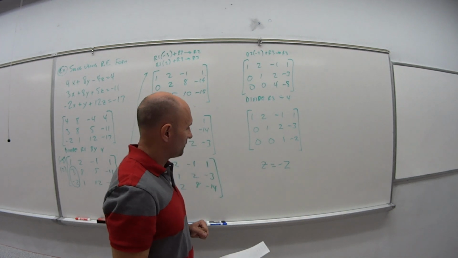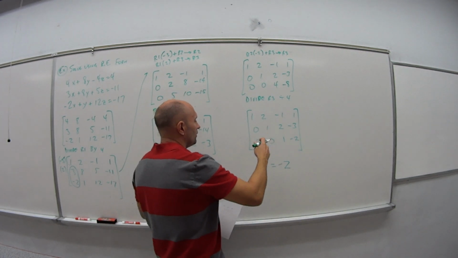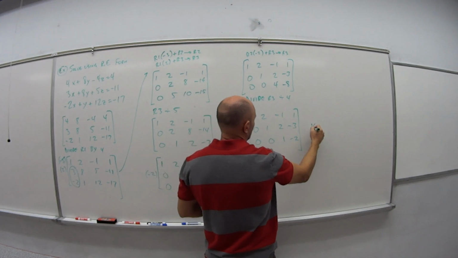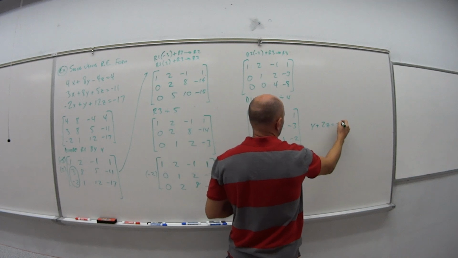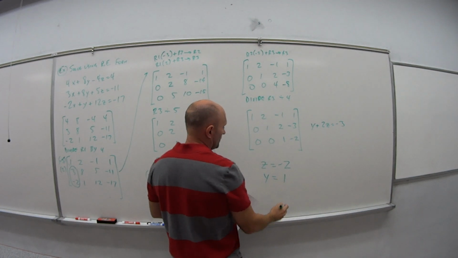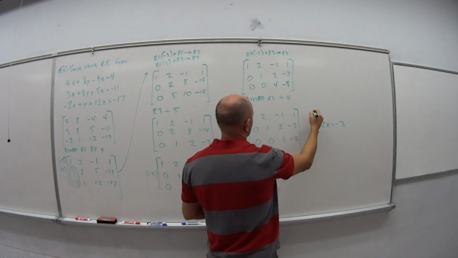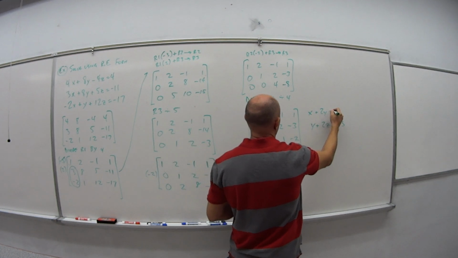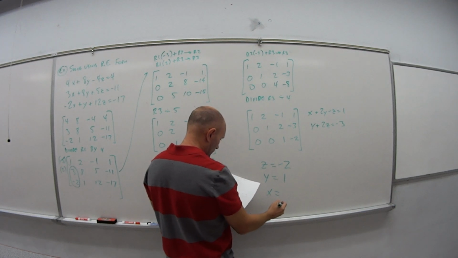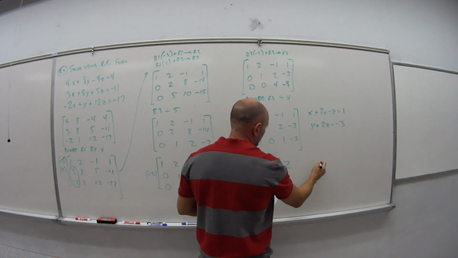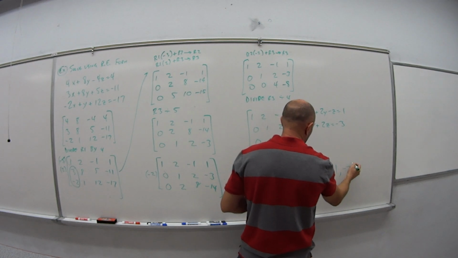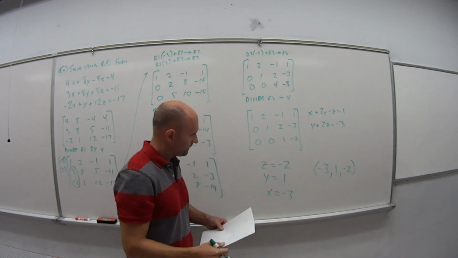And again, I don't want the battery to die on us here. If I do back substitution, I get y plus 2z is negative 3. So that means y ends up being 1. And from this first row, x plus 2y minus z is 1. Tells me that x is equal to negative 3. So my solution set is negative 3, 1, negative 2.